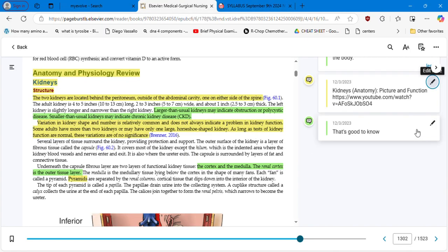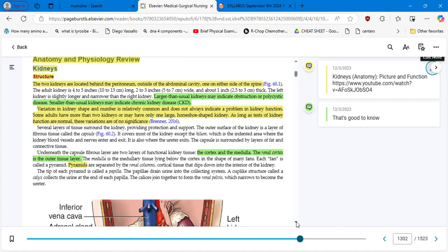Excellent. So a couple of concepts that I really want you to remember: the renal cortex, okay, and where is the production of vitamin D.